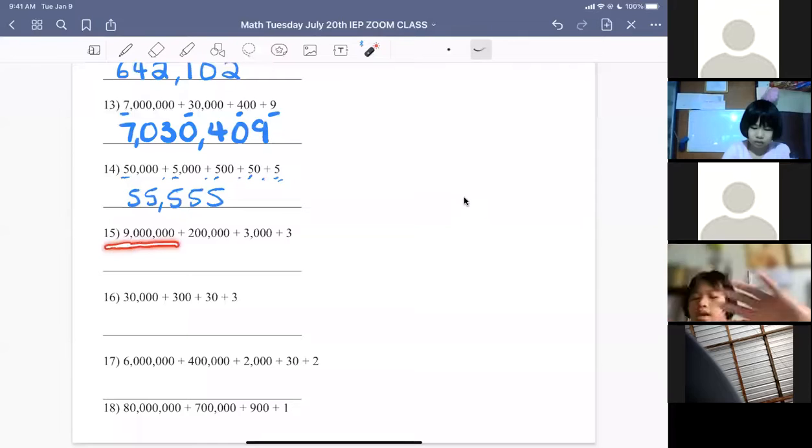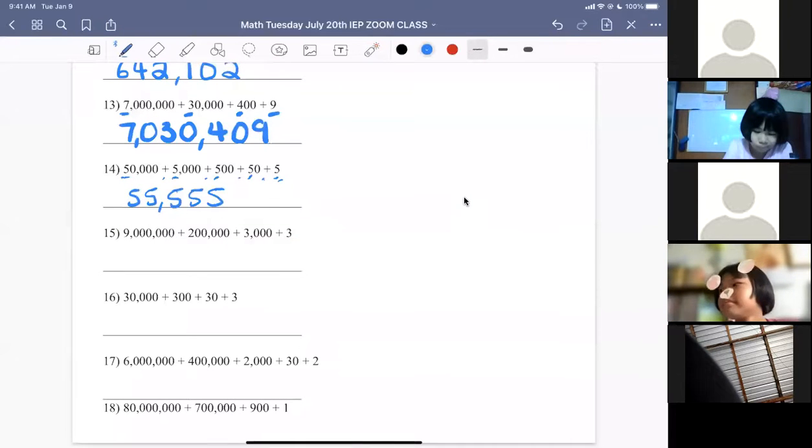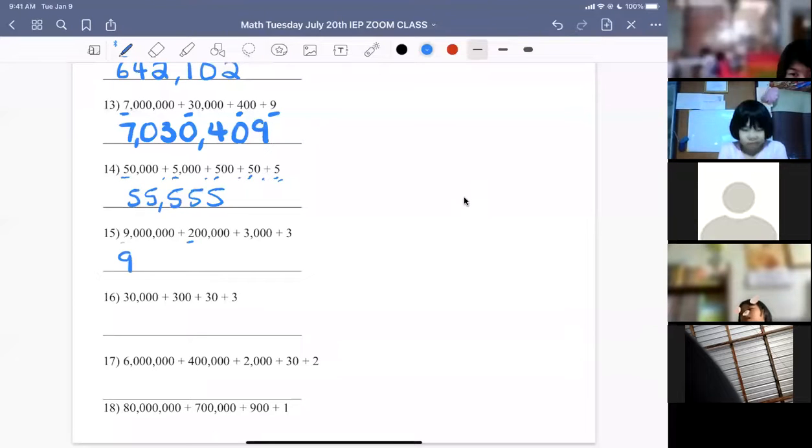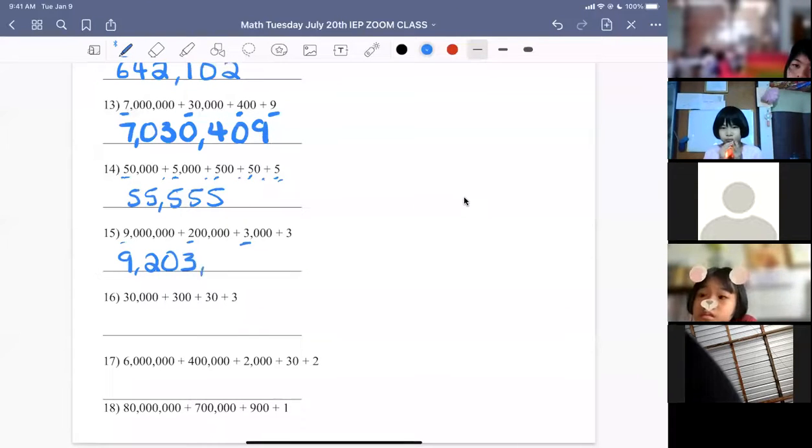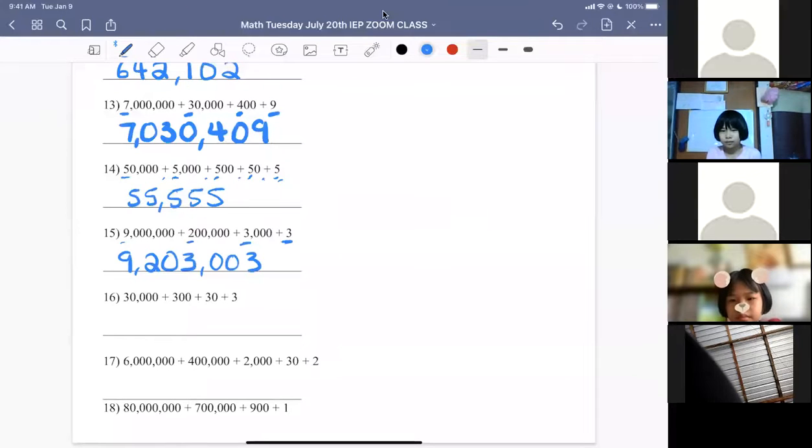Number 15, we have 9 million plus 200,000 plus 3,000 plus 3. So 9 million, we're going to write the 9. We have 100,000. So we're going to write 2. We don't have 10,000. We do have thousands. We're going to write this 3. We don't have hundreds. We don't have tens. We do have ones. We're going to write a 3.